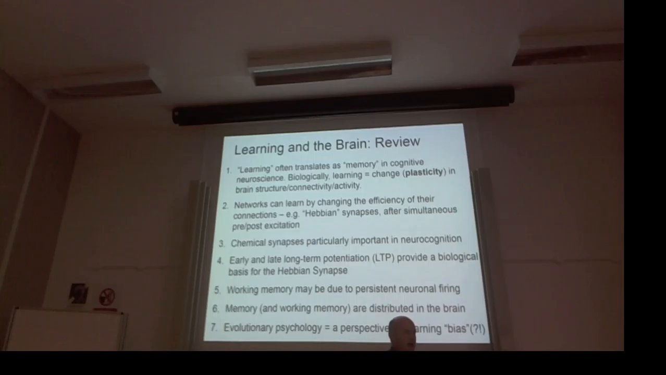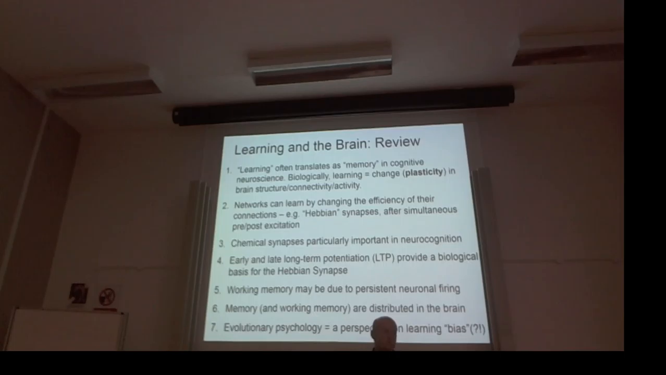We didn't really talk about that last time. We were just talking about how a network thinks, and we didn't really spend very much time thinking about how it learns, but we did say it's something to do with changing the efficiency of those connections. We're thinking particularly about one type of connection called a chemical synapse, being the technical name for a connection. And we'll be looking at two different ways in which that can happen that are related to each other, early and late long-term potentiation. That provides a biological basis for how that change in efficiency can occur.